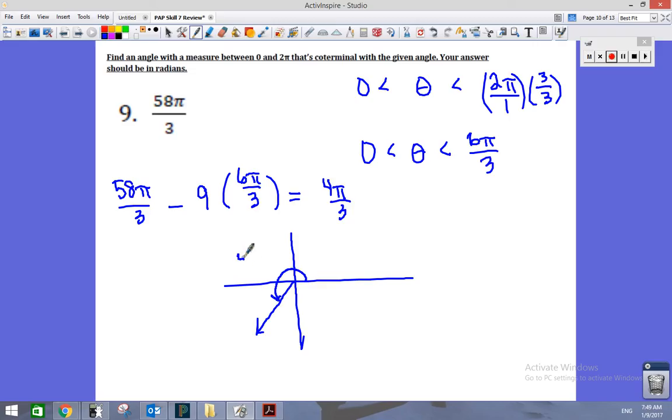This angle of 4 pi over 3 written in standard position has the initial side the positive x-axis, the terminal side over here in quadrant 3, and if you were to graph out 58 pi over 3, you've got all of these complete revolutions, but it's going to start here with the positive x-axis and end on that same ray right there. So 4 pi over 3 is my final answer, and I hope that helps.